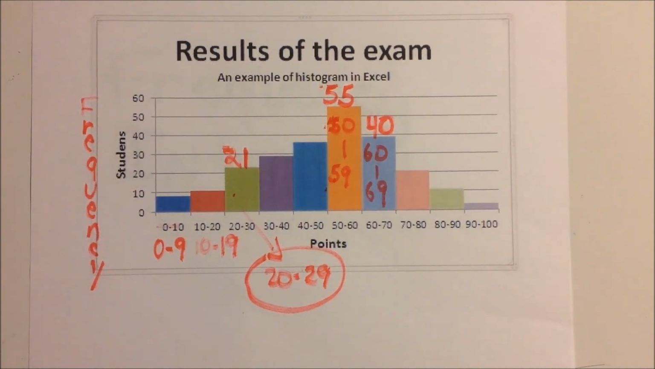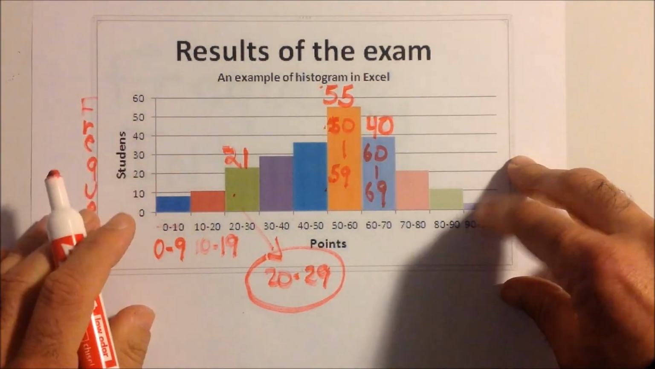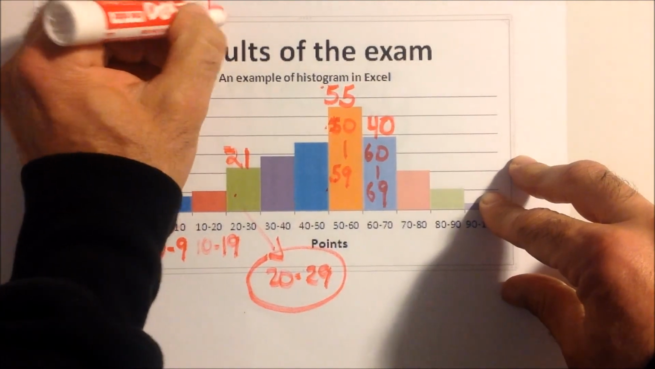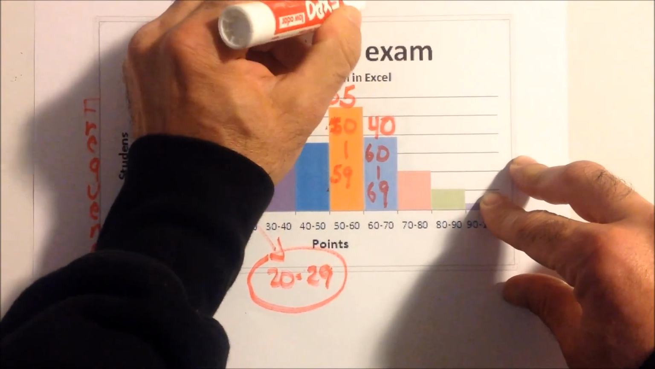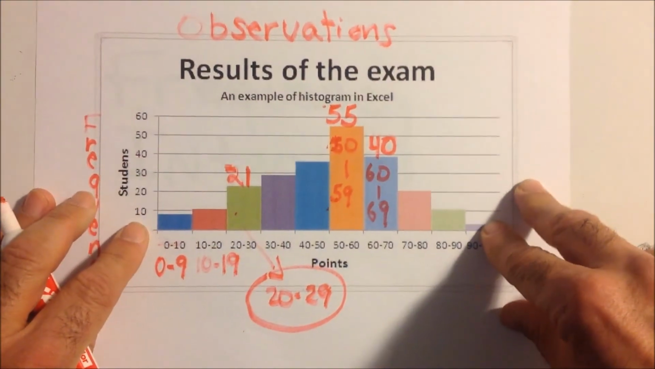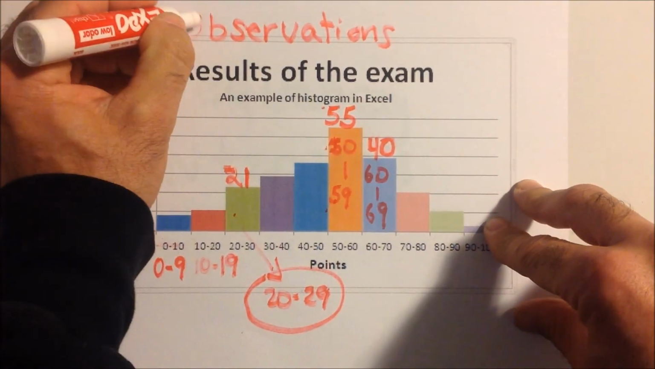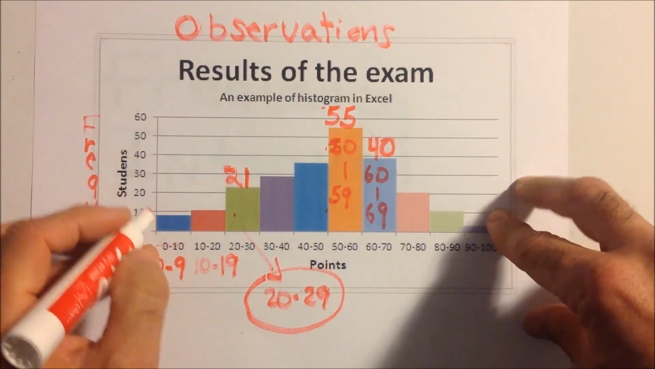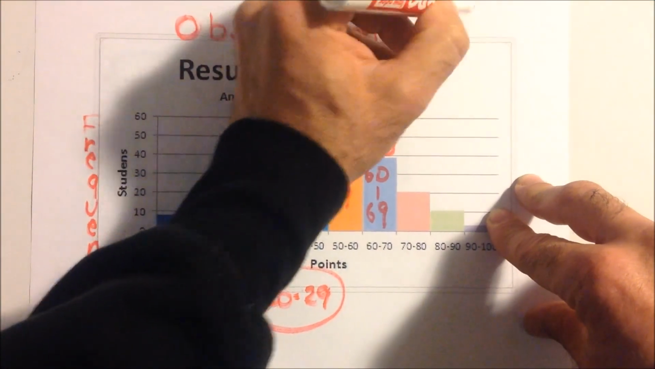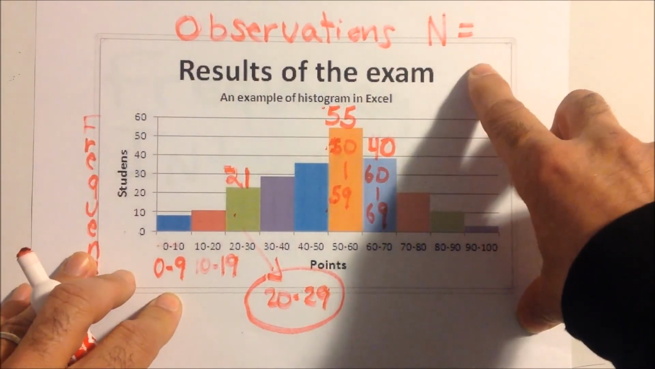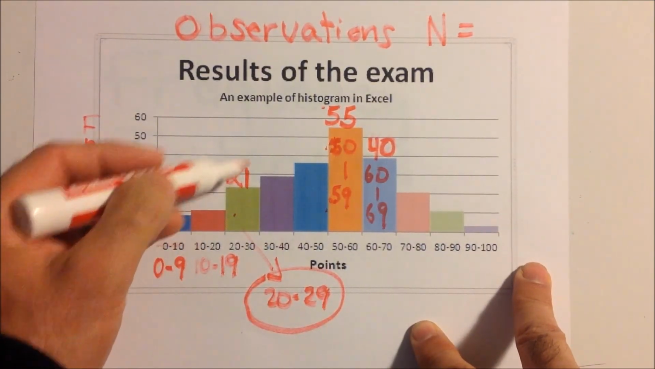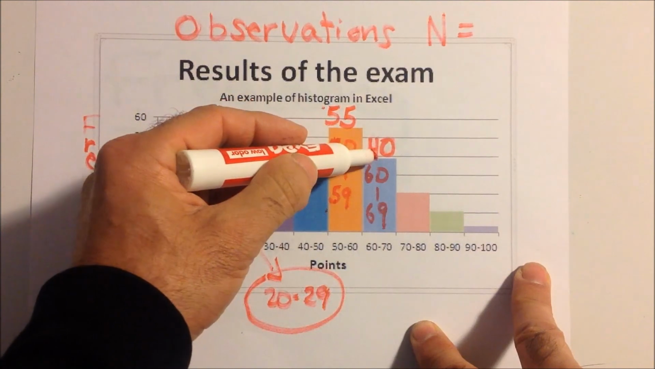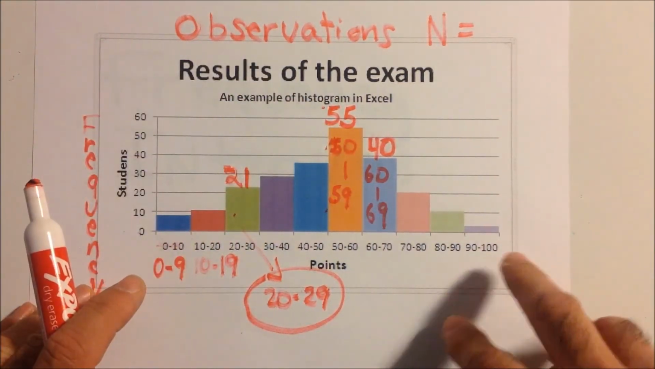Okay, now another word to know is the observations. The observations is the total amount of students that were involved. In statistics, observations is represented by the number n. N being the number of observations. So far we have 21 students, we have 55 students, and we have 40 students. So we need to get the rest of them.